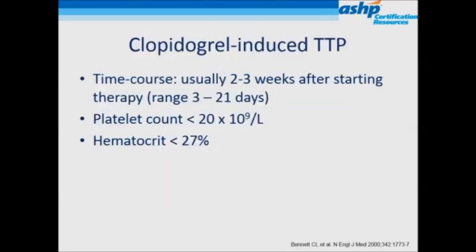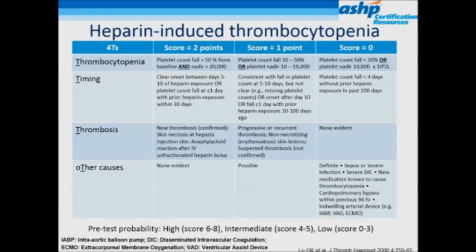With clopidogrel, if you think about clopidogrel and TTP, the time course is usually within the first 2 to 3 weeks. Now there is a range of anywhere from 3 to 21 days, but if you look at the majority of the case reports, it's still early, but 2 to 3 weeks. So it wouldn't be within the first 12 to 24 hours after drug exposure. And while the platelet count can be severely low, which would mimic what we have with our patient, in patients with clopidogrel-induced TTP, the hematocrit is usually less than 27, and that did not happen to our patient, right? The patient had a stable hematocrit in the 30s.